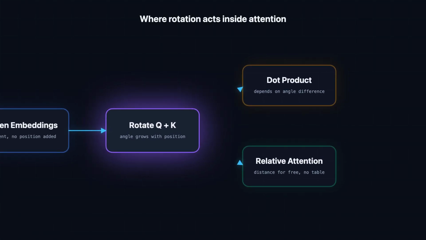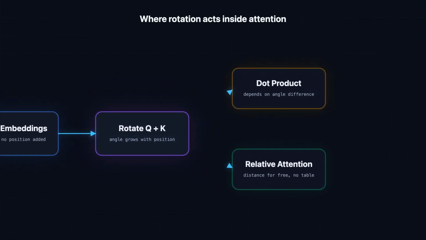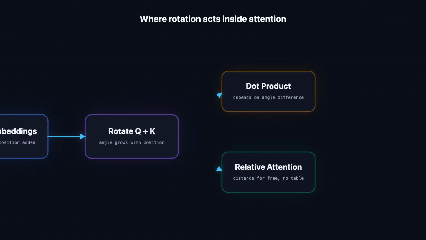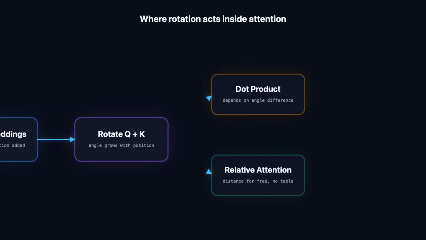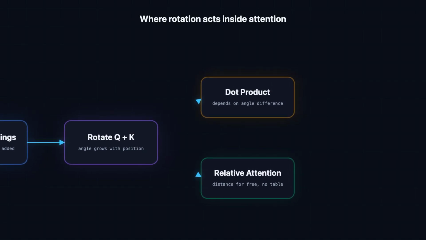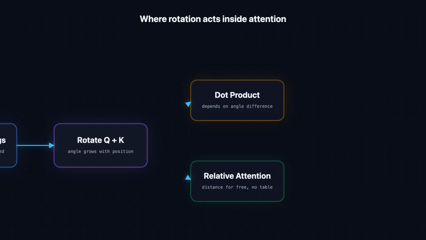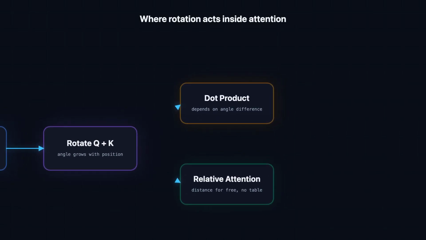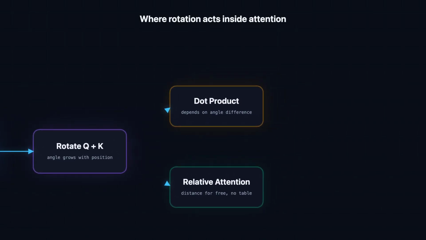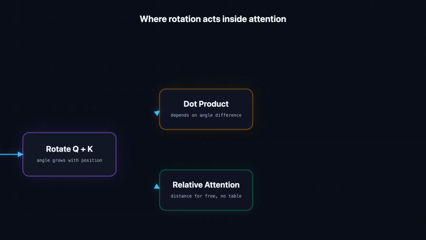Here is the core move. ROPE rotates each query and key vector by an angle that grows with the token's position. It works on pairs of dimensions, treating every pair as a little rotation in a plane. Word 1 gets a small turn, word 50 gets a much larger one.